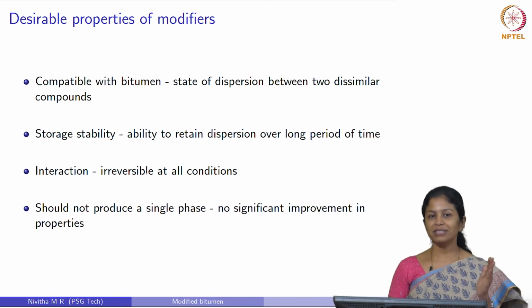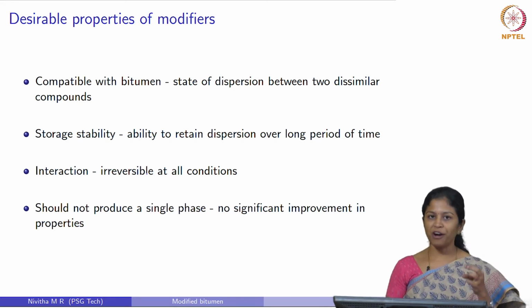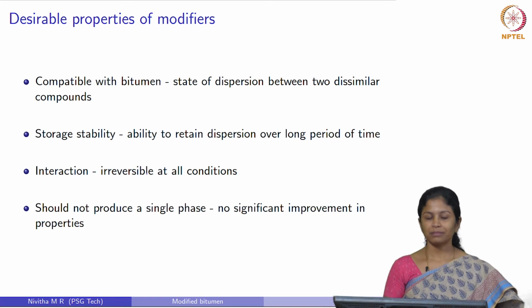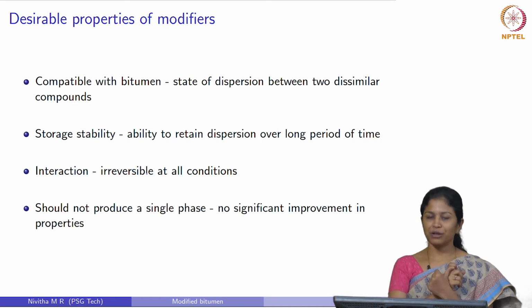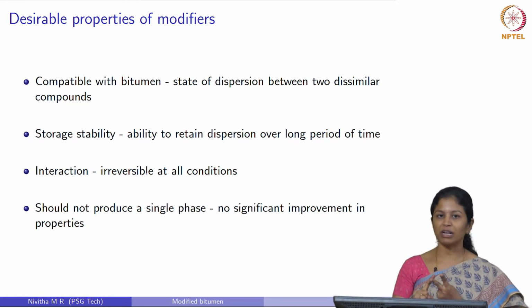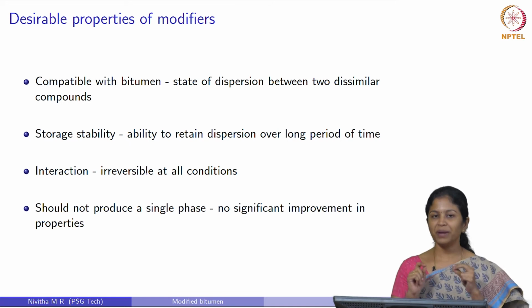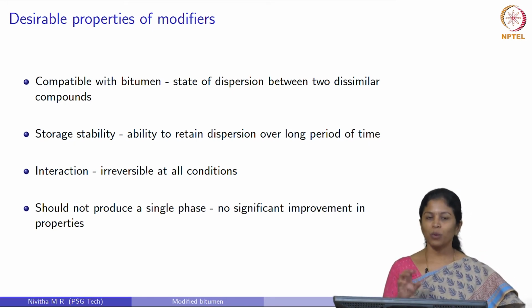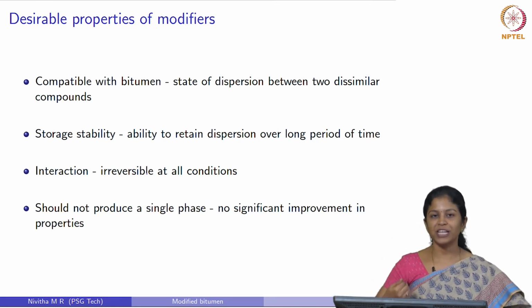Now, what is the requirement for a modified bitumen in this case? We have a totally immiscible case, we have an immiscible but compatible case, and we also have a totally miscible case. So, what we desire here is an immiscible case but with compatibility. This is the required case for modified bitumen. Only when we have compatibility will the material be storage stable.